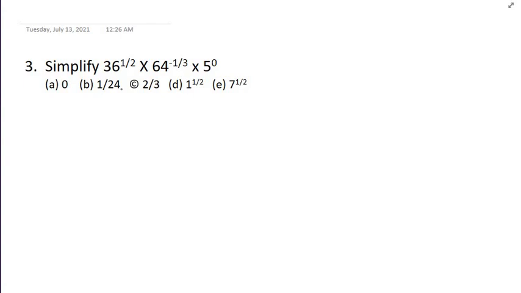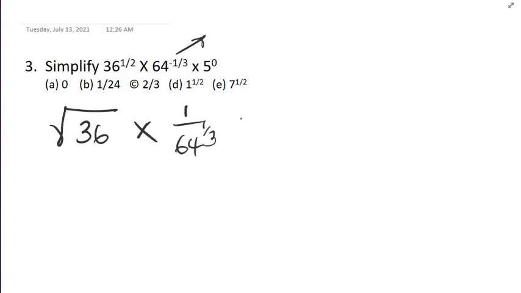Now I want you to know that any number raised to the power of 1 over 2 means square root of that number. So 36 raised to 1 over 2 simply means square root of 36 times, now according to the law of indices, this minus here means this is 1 over 64 raised to 1 over 3 times 5 raised to the power 0.